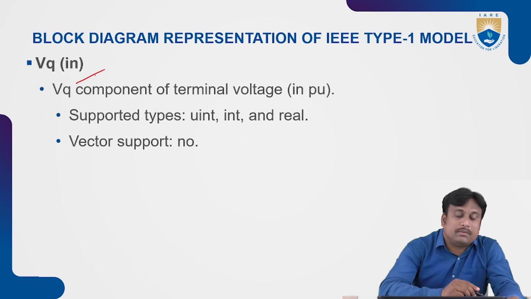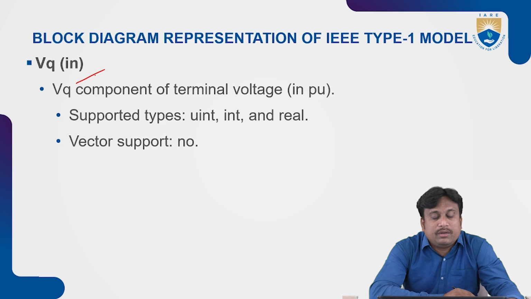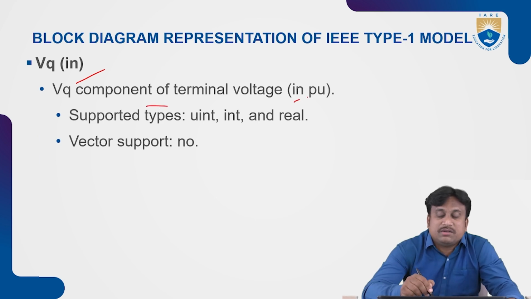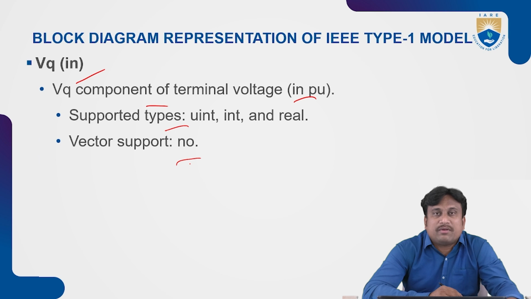One more parameter is Vq in, that is the Vq component of the terminal voltage, treated in per unit, and they are supported by the types UINT, INT and real coefficients. So vector support is not provided here. So this system is non-quadratic in nature.